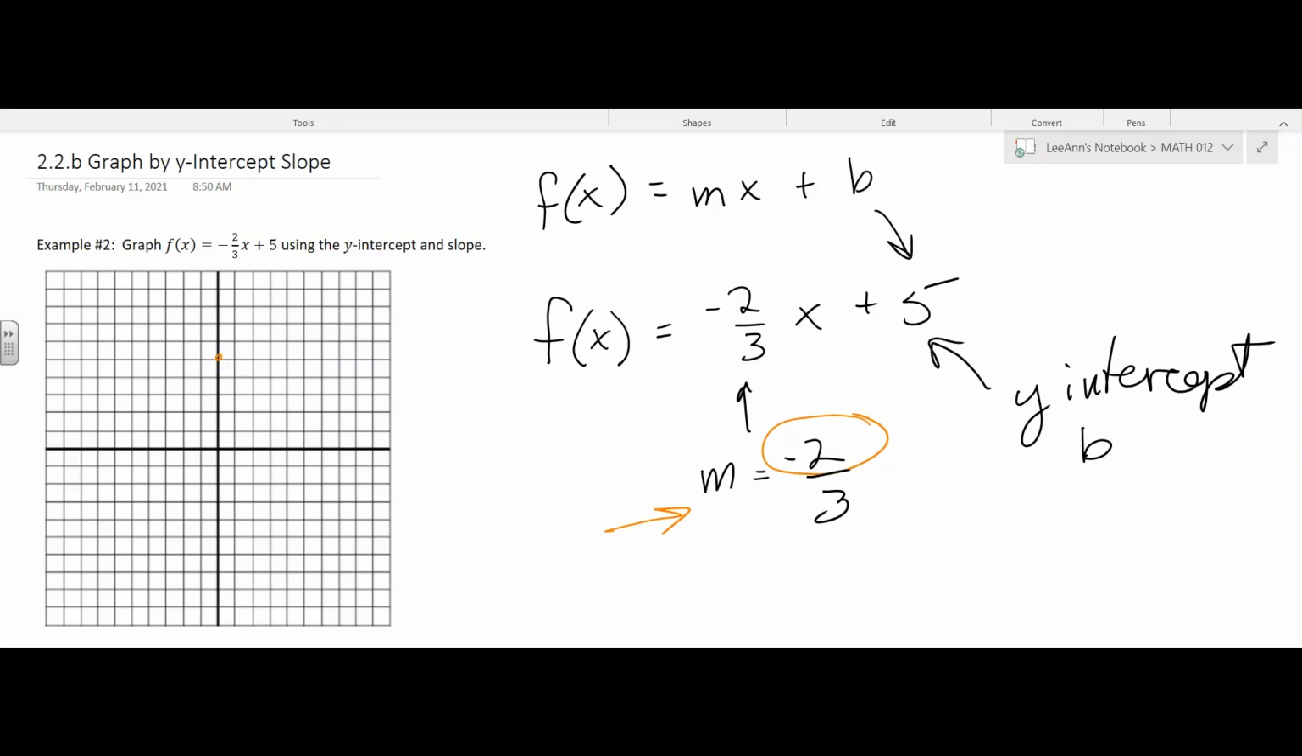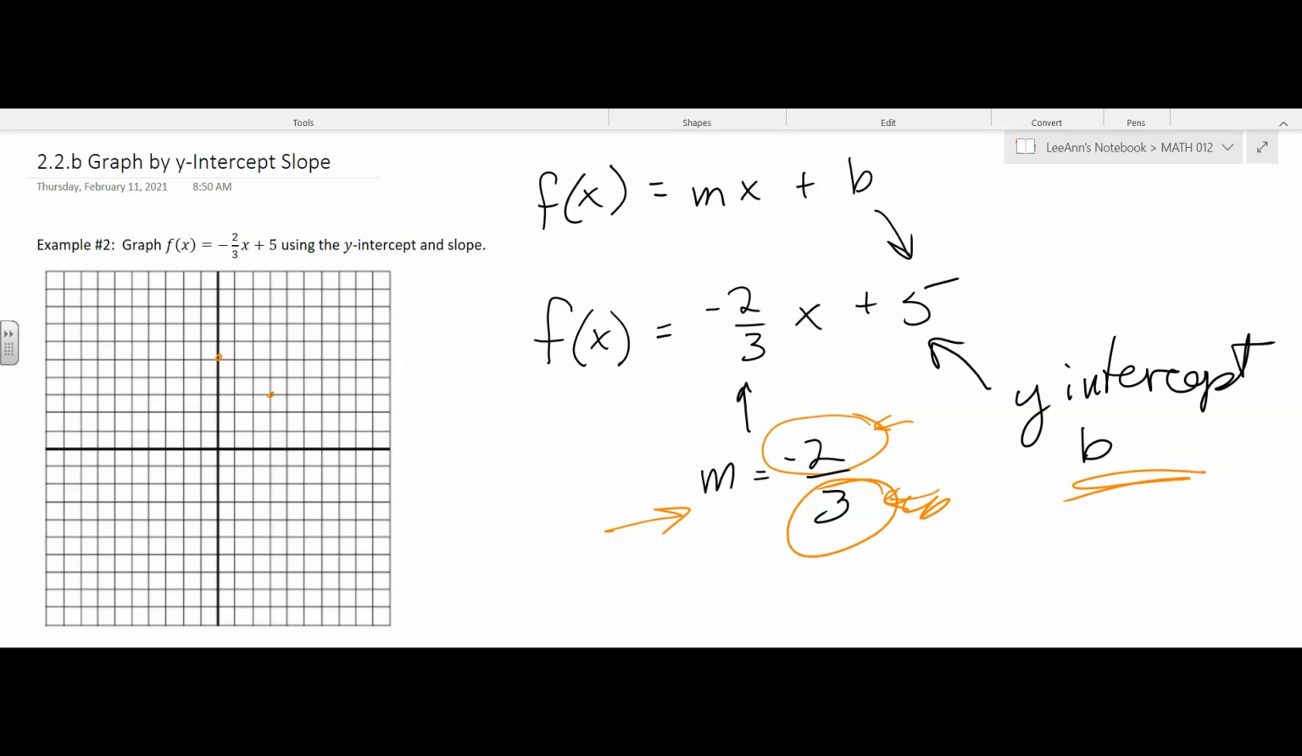Okay, so I'm going to go from that point. Now this is important. You go from the point that you graph. That's why you have to start with the y-intercept. From that point, I'm going to count down 2, and then go to the right 3. So it's negative in the numerator, so down 2, and then to the right 3. So down 2, 1, 2, 3, right 3. Okay? So there's another point.